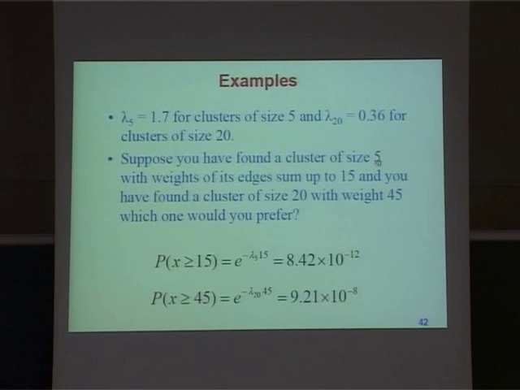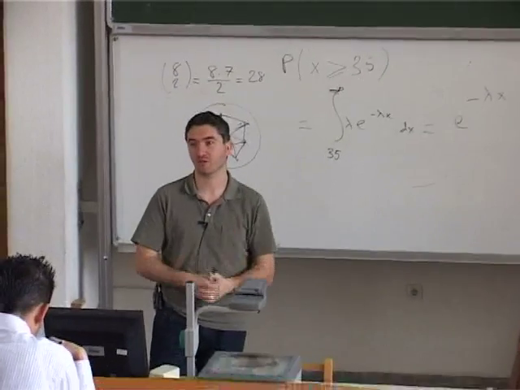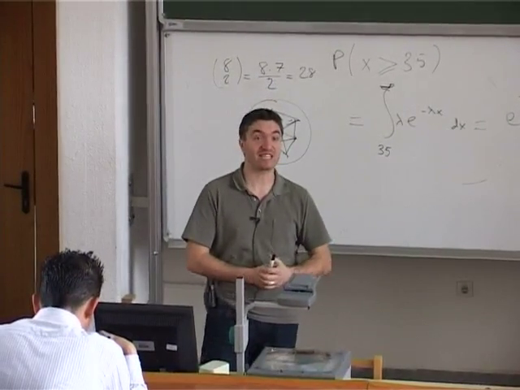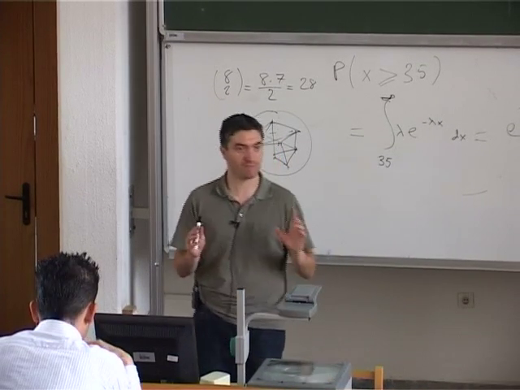and suppose we have found a cluster of size 5 with 15 edges and one of size 20 with 45 edges, if we compute the p-values, we see that the cluster of size 5 actually is more significant. It means the p-value is smaller. It's more significant than the cluster of size 20. Okay, so if you ask which cluster is a better cluster, you would actually choose the cluster of size 5 because it's less likely to find such a cluster by chance. And that would be your main justification.